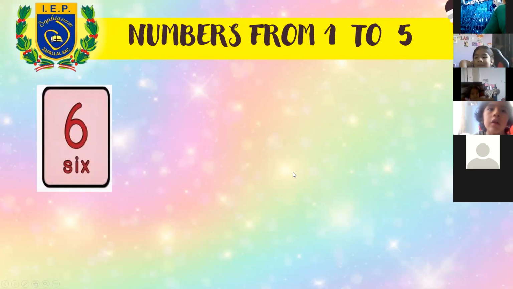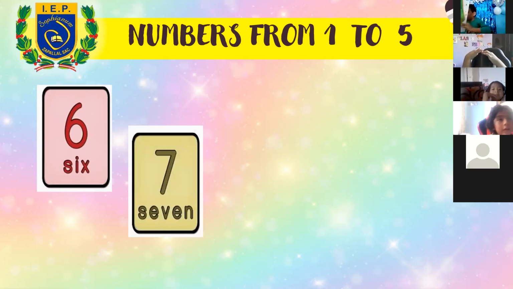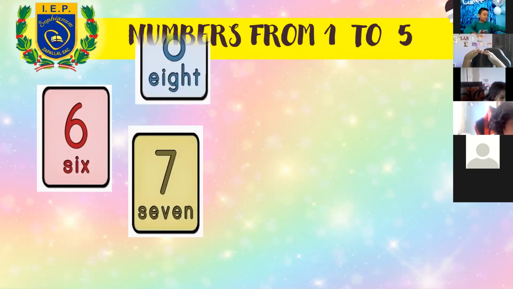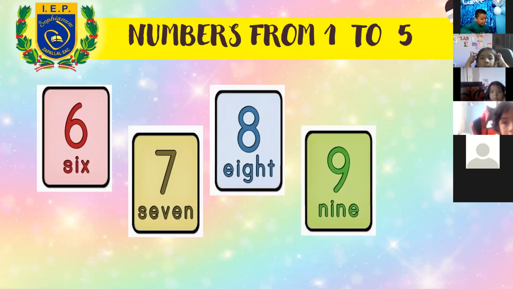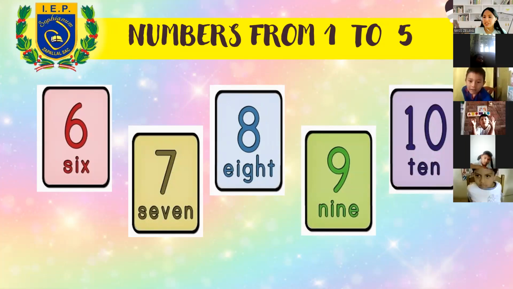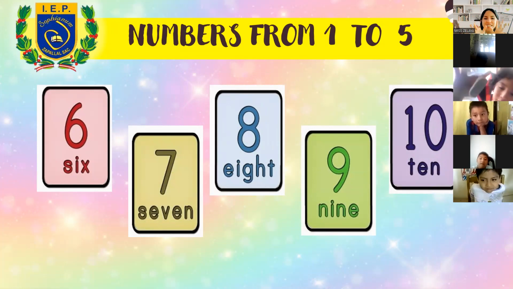Now let's continue. How do you say 6 in English? It's number 6. Yes, 6. How do you say 7 in English? Number 7. Yes, 7. How do you say 8 in English? Number 8. Yes, it's number 8. How do you say 9 in English? Number 9. Yes, it's the number 9. How do you say 10 in English? Number 10. Yes, it's the number 10.